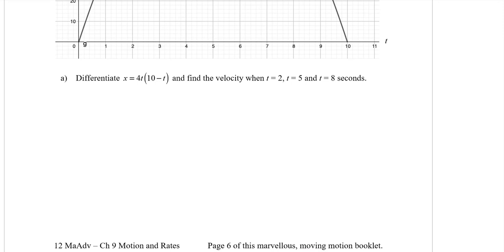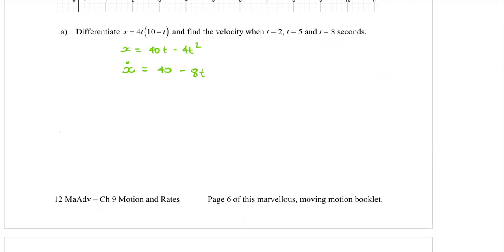What should I do to differentiate this? Expand. The other option is the product rule, which we try to avoid if possible. So x equals 40t minus 4t squared. When I differentiate it, let's use our lovely new notation. An x with a dot above it is for the velocity. That means velocity will be 40 take away 8t.